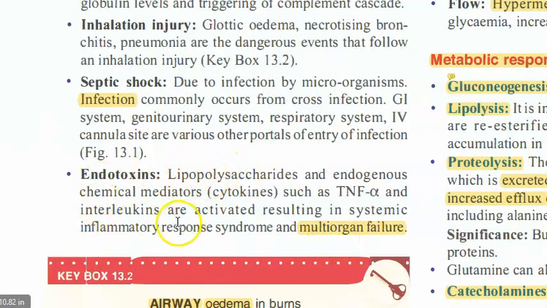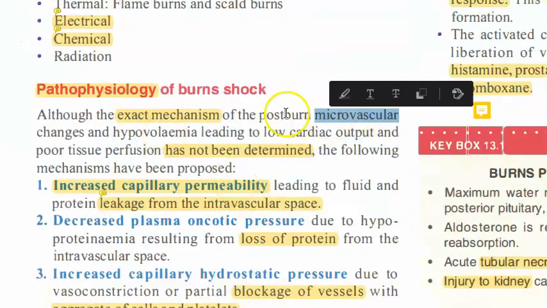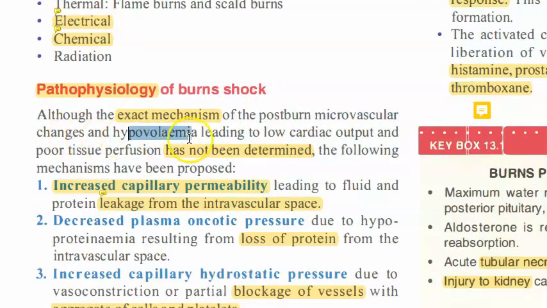Finally, because of all this, there will be systemic inflammatory response syndrome and multi-organ failure. So finally, what will happen to the burns patient? They try to explain what exactly is happening. There will be microvascular changes, hypovolemia, low cardiac output, poor tissue perfusion. These are the 4 things they have mentioned. Finally, what is happening?